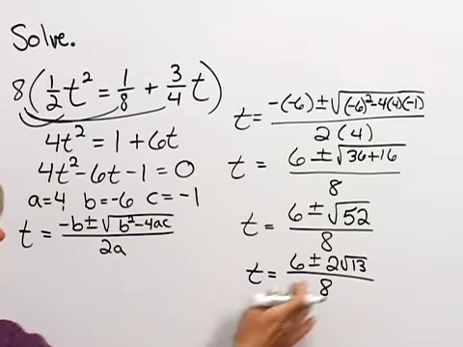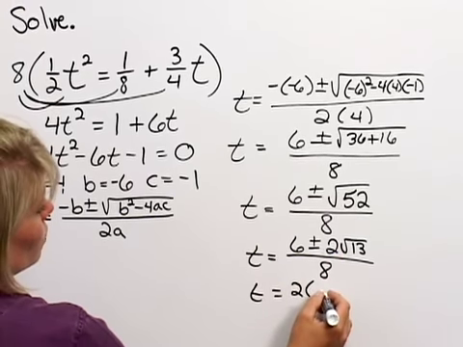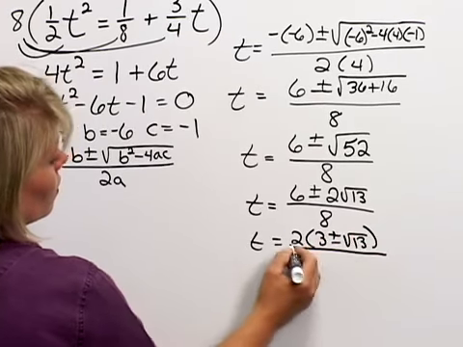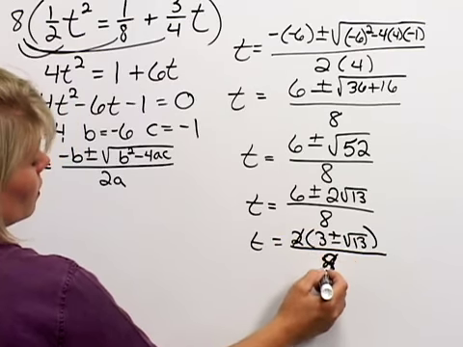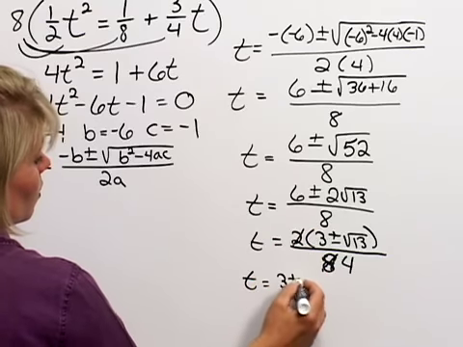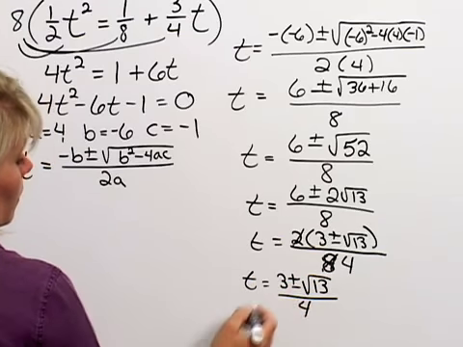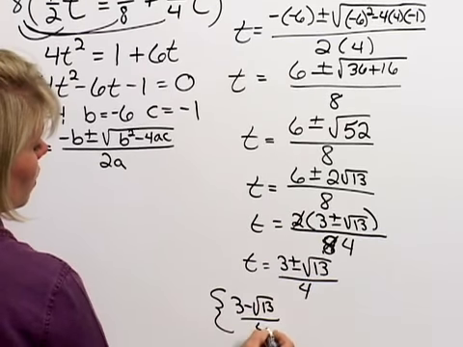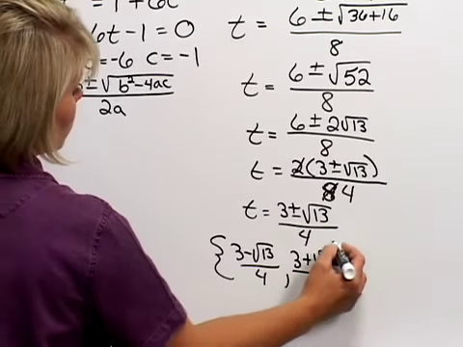And then finally, I notice that I can factor 2 out of my numerator. So if I do that, I get 2 times 3 plus or minus square root of 13 all over 8. And when we cancel the 2 into the 8, we get a 4. So simplified, we get 3 plus or minus square root of 13 all over 4. That makes our solution set 3 minus square root of 13 over 4, or 3 plus square root of 13 all over 4.